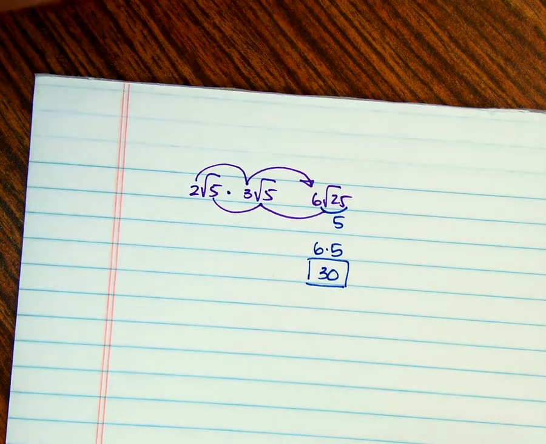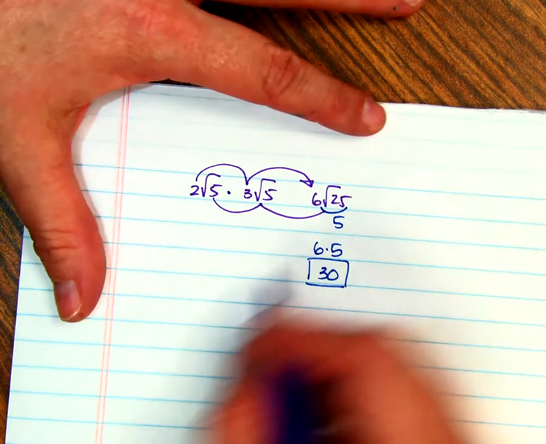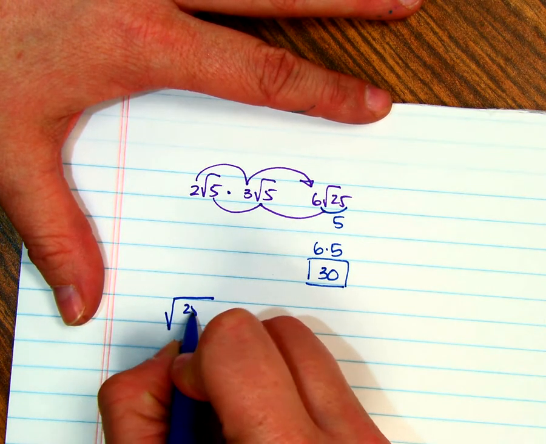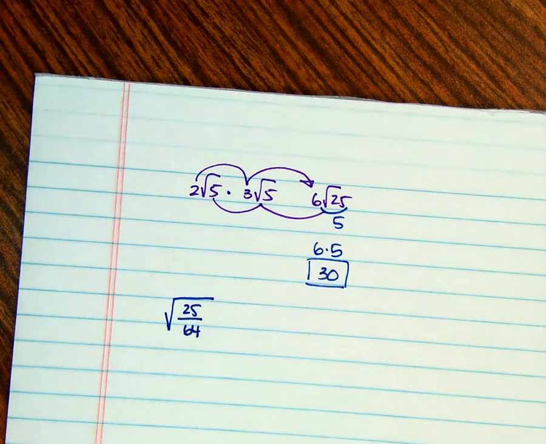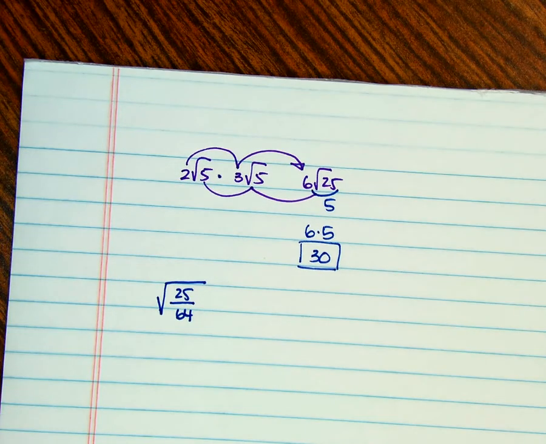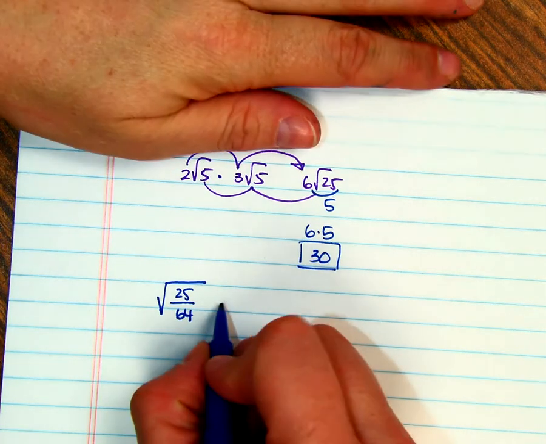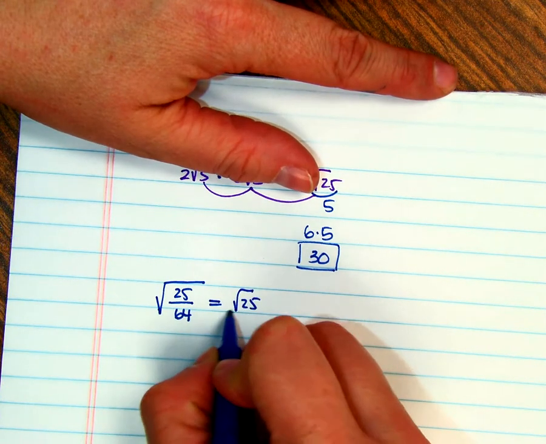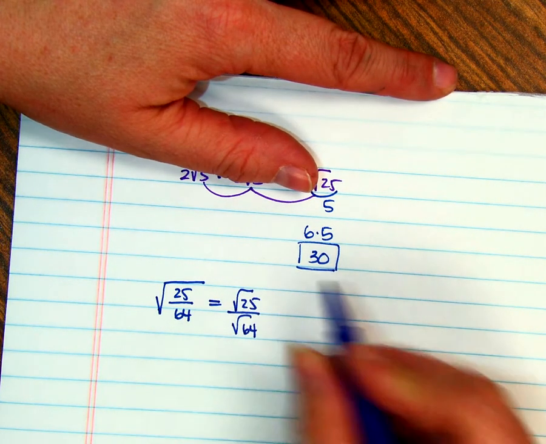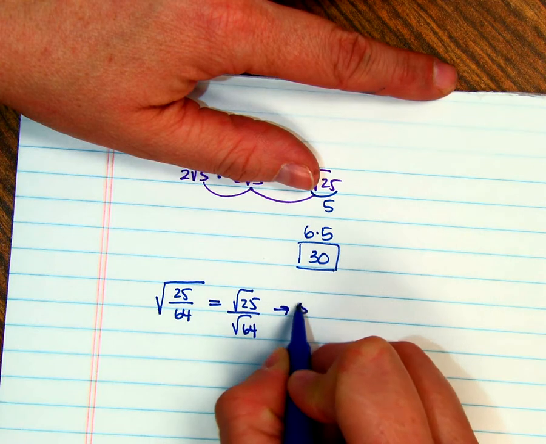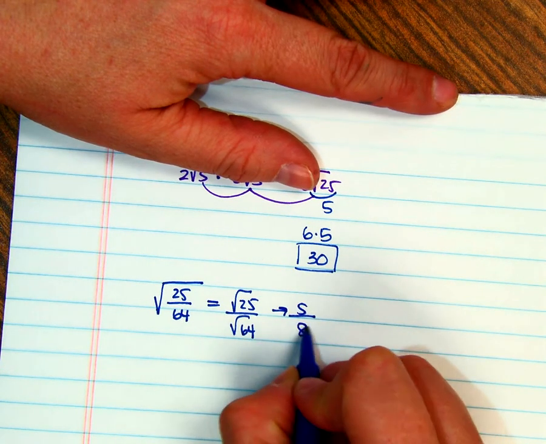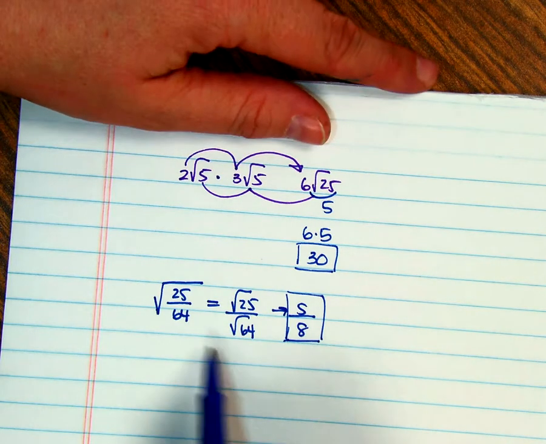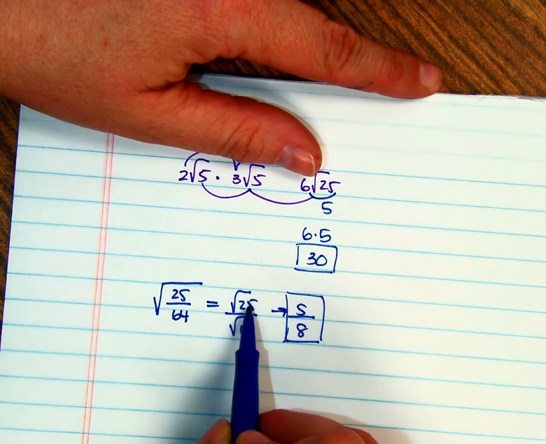When you are simplifying with division, actually we will do the square root of the fraction 25 over 64. Notice that the whole fraction is underneath the radical. That is the same thing as splitting it into 2: the square root of 25 over the square root of 64. The square root of 25 is 5. The square root of 64 is 8. My answer is 5/8.